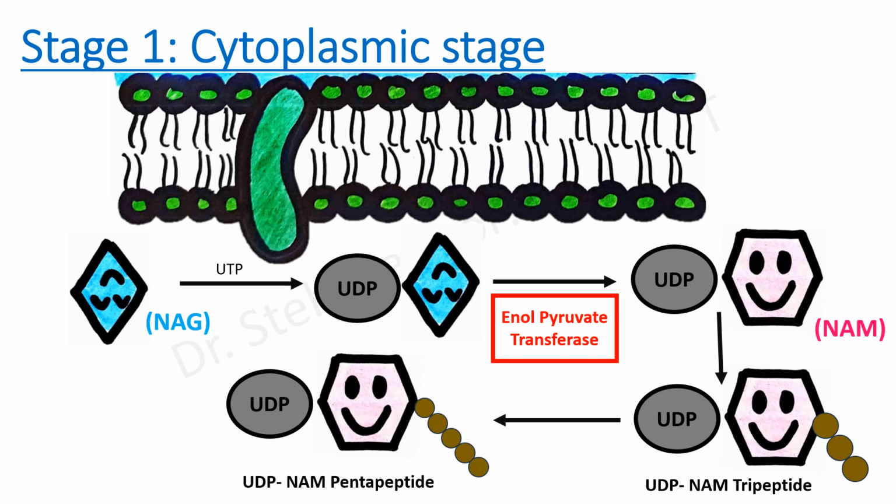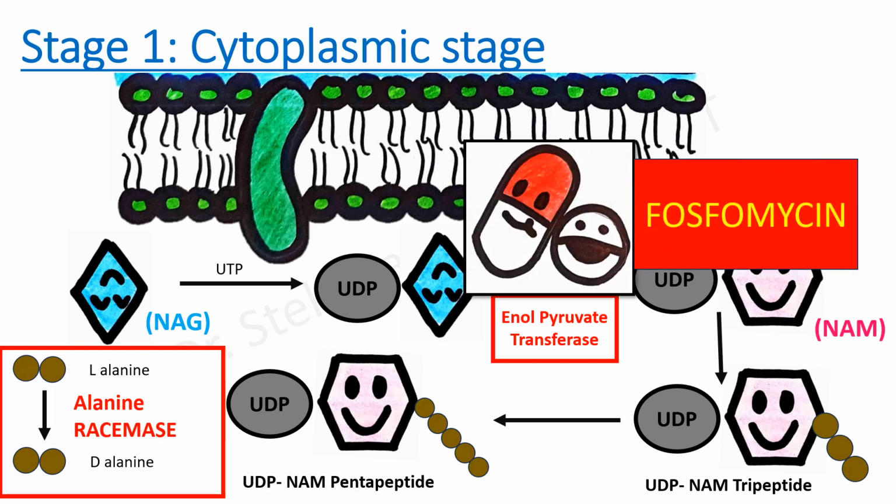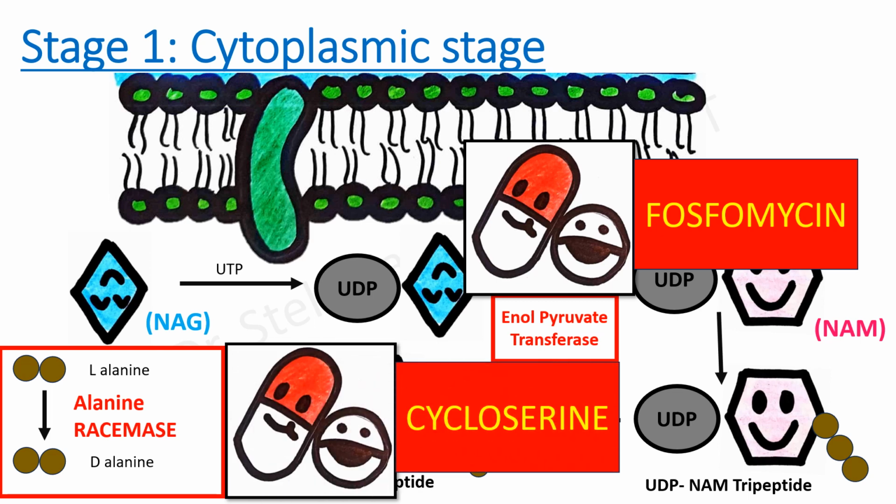Now there is a peculiar thing about this conjugation, as the L-alanine, which is available naturally, is converted to D-alanine in the presence of an enzyme called racemase, which catalyzes the stereochemical inversion around the asymmetric carbon atom. Now remember two important antimicrobials which act at this stage. First is phosphomycin, which inhibits the enol pyruvate transferase, and second is cycloserine, which inhibits alanine racemase.